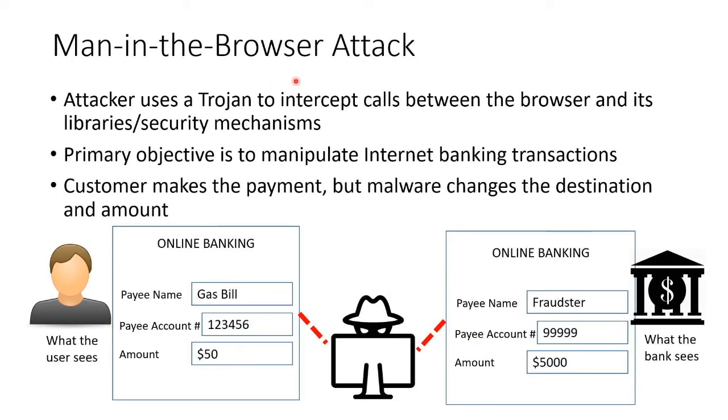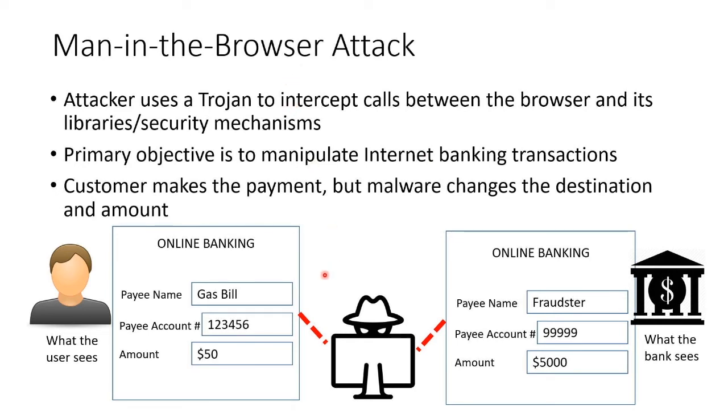Now, another method is something called a man in the browser attack. What we do is we have to infect the user with a Trojan horse. And the Trojan horse actually infects the browser, and it puts itself in the middle. It intercepts calls between the browser and the browser's security mechanisms and its library codes. Usually, with man in the browser, the objective is to manipulate internet banking transactions, but man in the browser could also conceivably just be used to steal cookies.